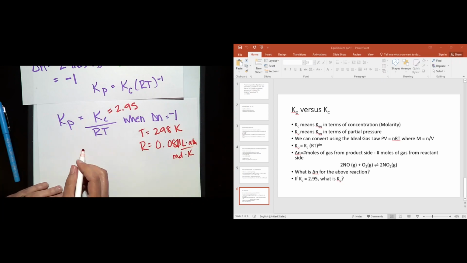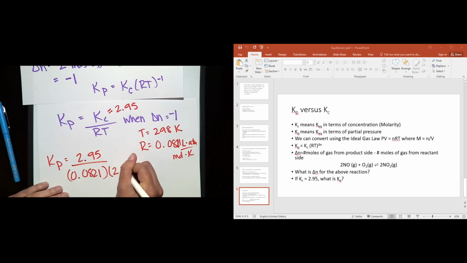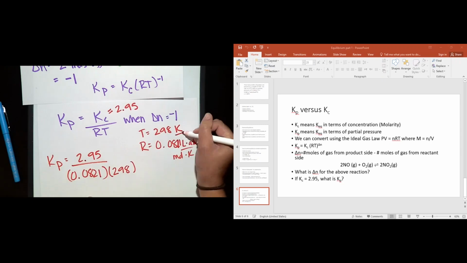Okay, so now I'm going to plug in these numbers. Kp is what I'm solving for. 2.95 and then 0.0821. Sorry guys, that hood just decided to go off. Low pressure alert. I know this needs to be in Kelvin because that's the unit of temperature in my constant. Okay, so I'm gonna turn off that and then plug that into your calculator.